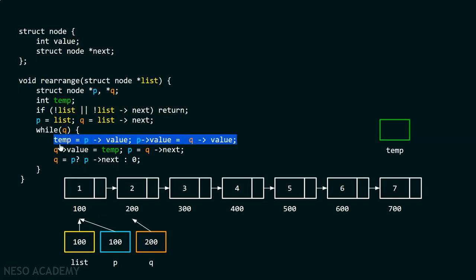Now let us evaluate this particular statement. Temp equal to p value equal to q value. Here inside temp we are storing p value, which means we are storing this value 1. So let's store this value over here. Now p value equal to q value.